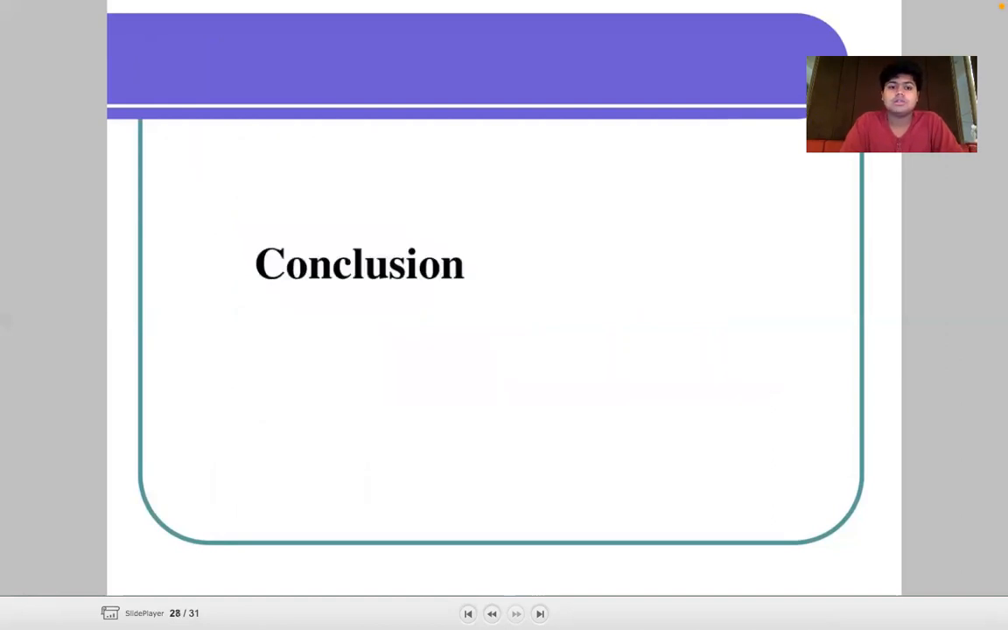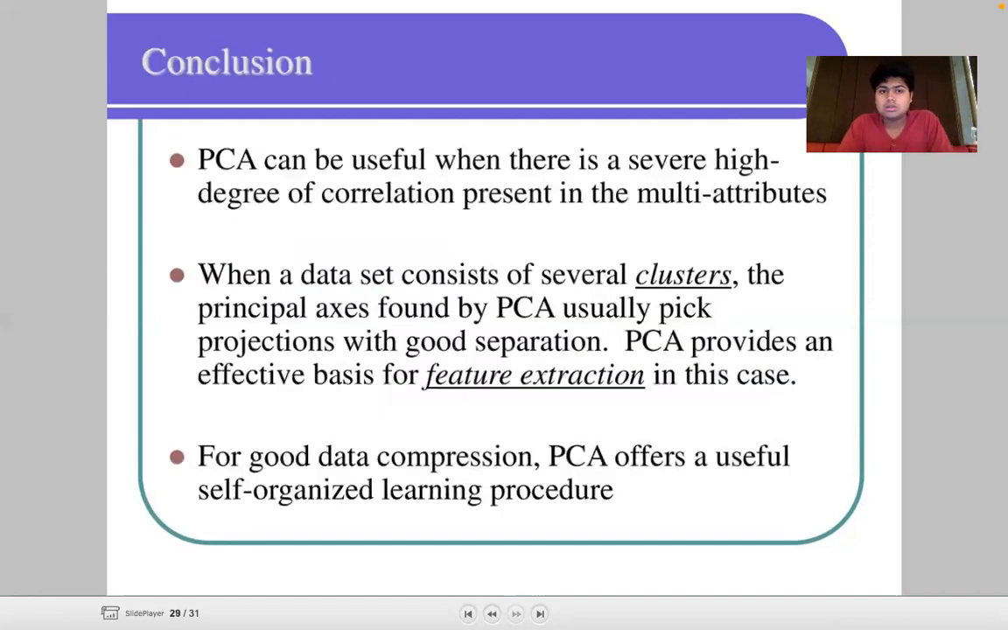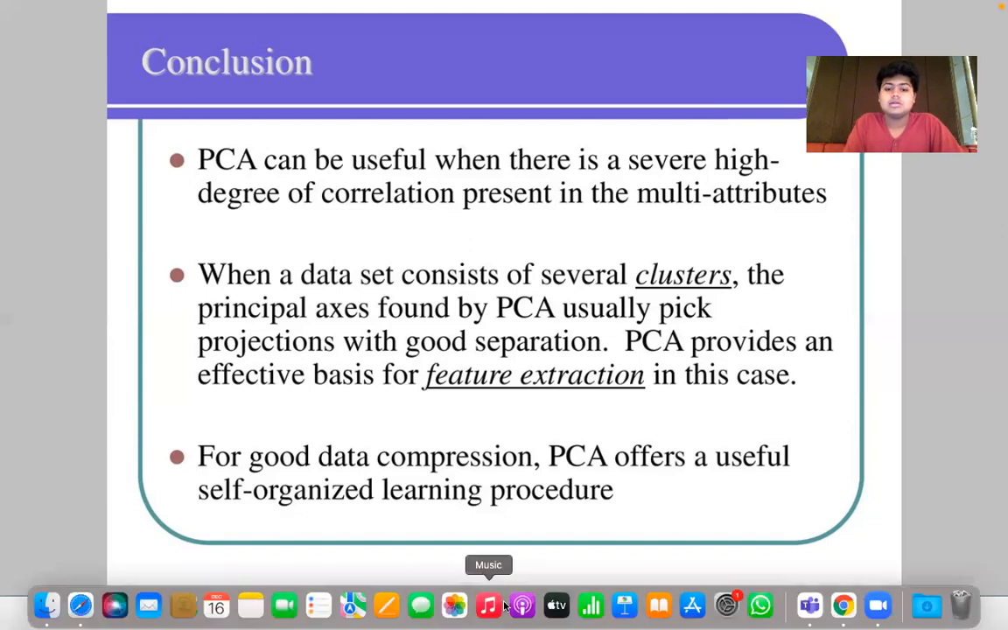Coming to the conclusion. From what we have studied till now, we can say that PCA can be very useful when there is a severe high degree of correlation present in the multiple attributes. When a data set consists of several clusters, the principal axes found by PCA usually pick up the projections with a good separation. PCA provides an effective basis for feature extraction in this case. And for good data compression, PCA offers a useful self-organized learning procedure.